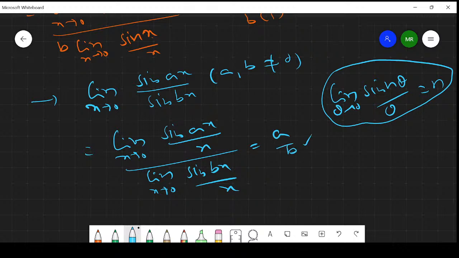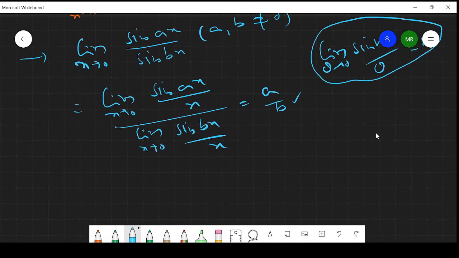So on the right side, this one you can write like this, it will be a by b. Look at a by b, it comes, we can express it like this. Next one, I can also write another simple problem.